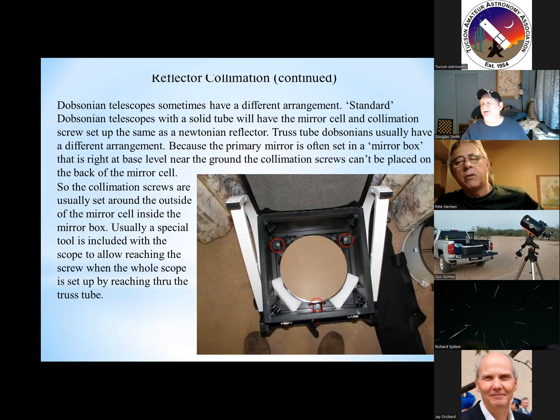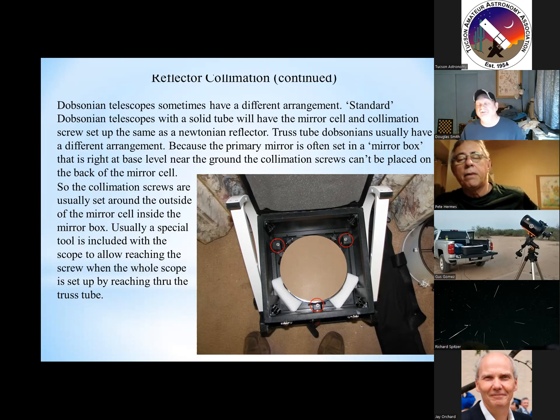Dobsonian has these bearings here and here. These white things are the bearings for the altitude movement of the telescope. The thing sits right at ground level. The mirror is right down on the ground in a mirror box, basically, that's only a couple inches off the ground. So it's not very practical to put the adjustment screws at the back of the mirror cell. They'd be impossible to reach while you're using the telescope because the mirror box is virtually on the ground.